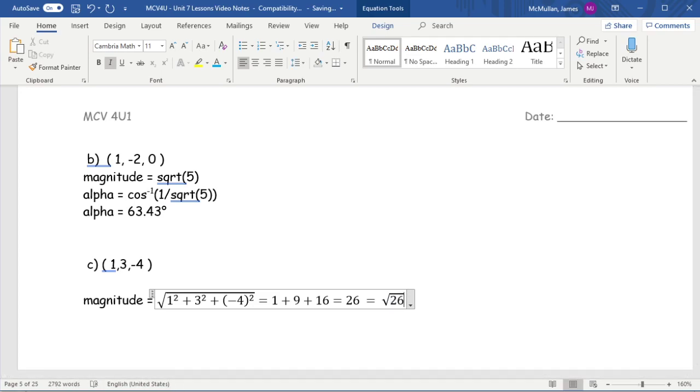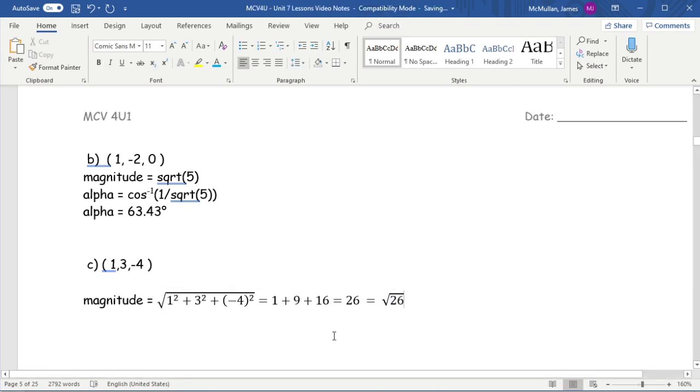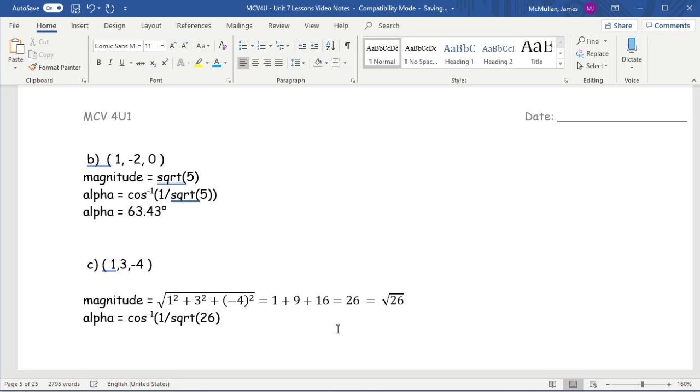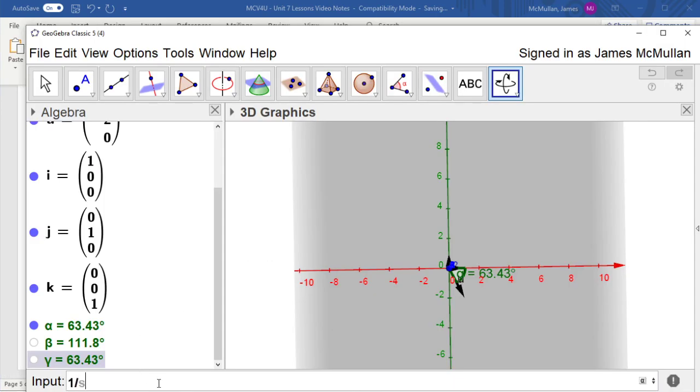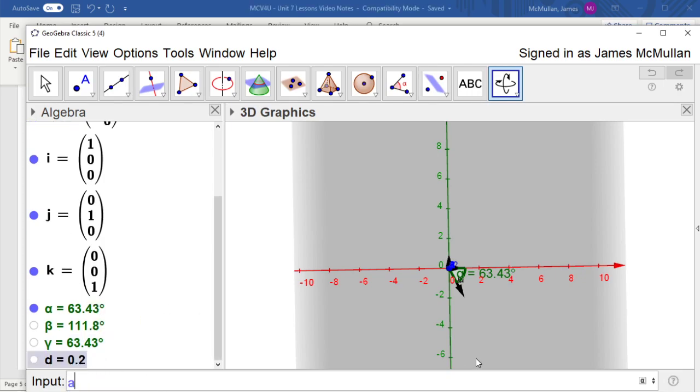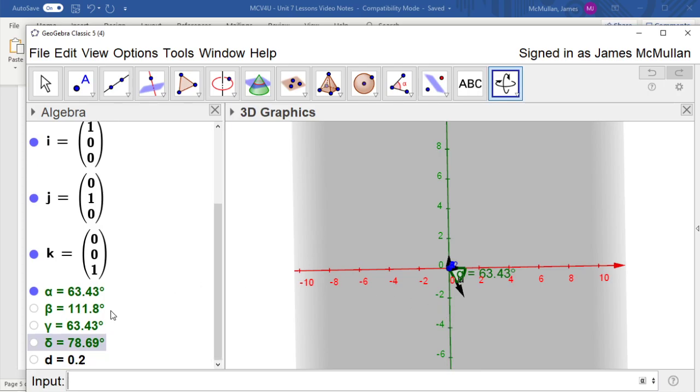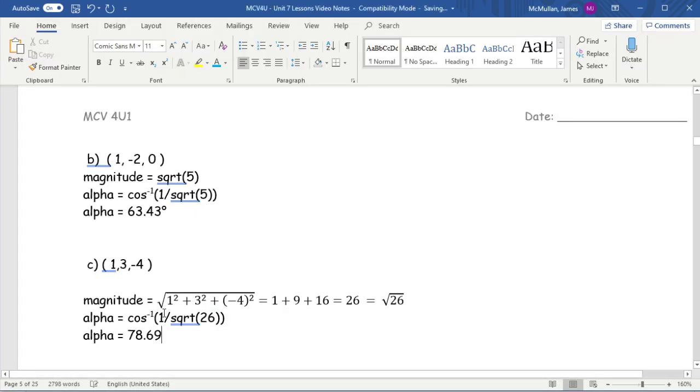Okay, square root 26. So that's the magnitude. Then we would get the alpha. Very straightforward again. Alpha is equal to inverse cos of the x coordinate, which is 1, divided by square root 26. Let's just do 1 divided by square root 26, and then inverse cos of that: 78.69 degrees.